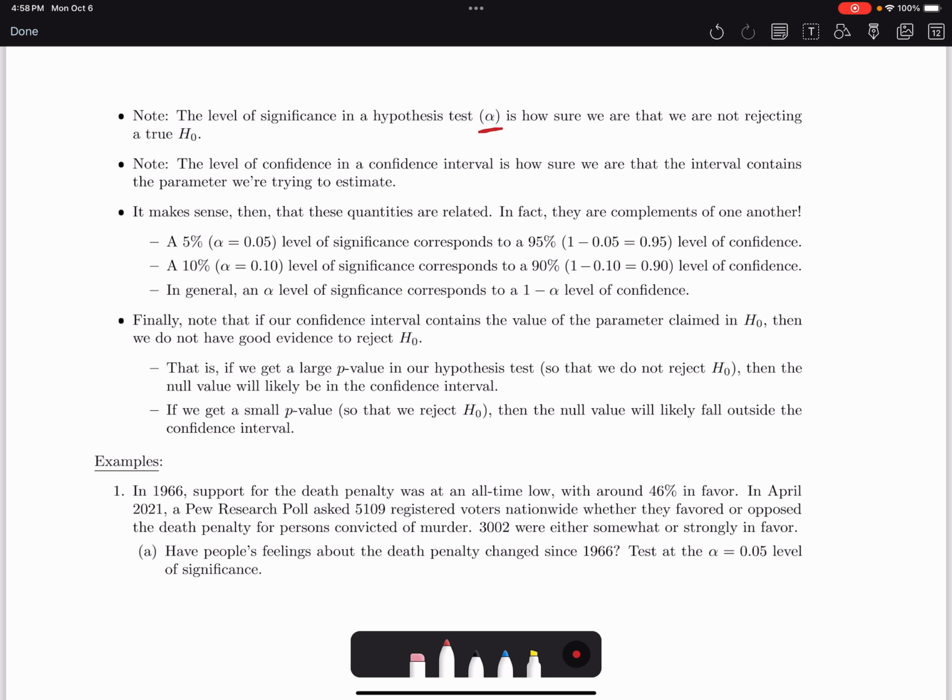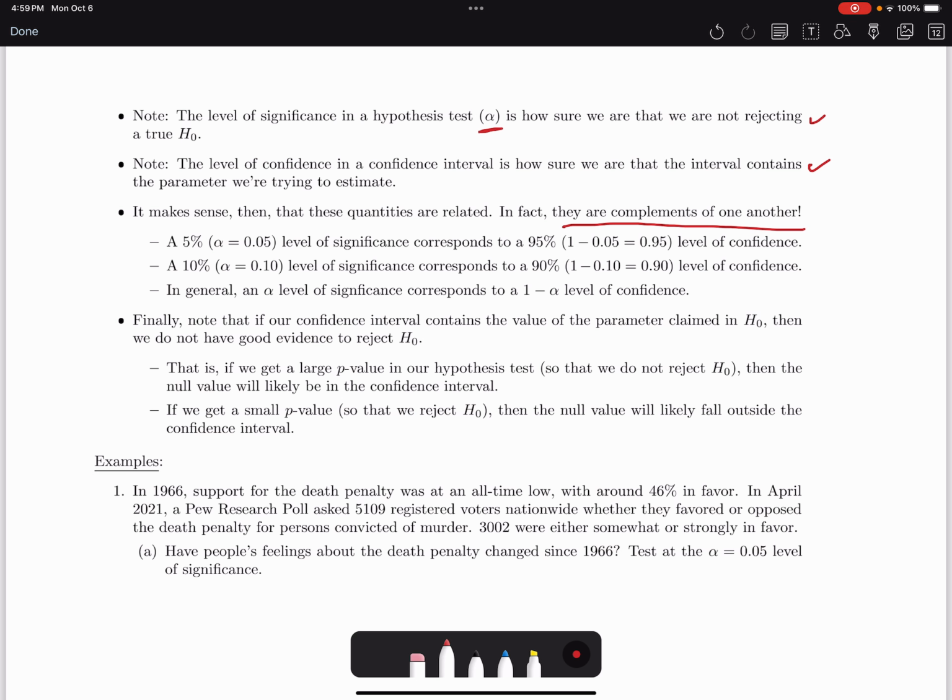We also talked about the level of confidence when we talked about confidence intervals. The level of confidence is how sure we are that the interval actually contains the parameter that we're trying to estimate. If you think about those two statements next to each other, it should make some intuitive sense that those quantities are related. And in fact, they are. They're complements of one another. So the level of significance of a hypothesis test is the complement of the level of confidence in a confidence interval, and vice versa. For example, a 5% level of significance corresponds to a 95% level of confidence.